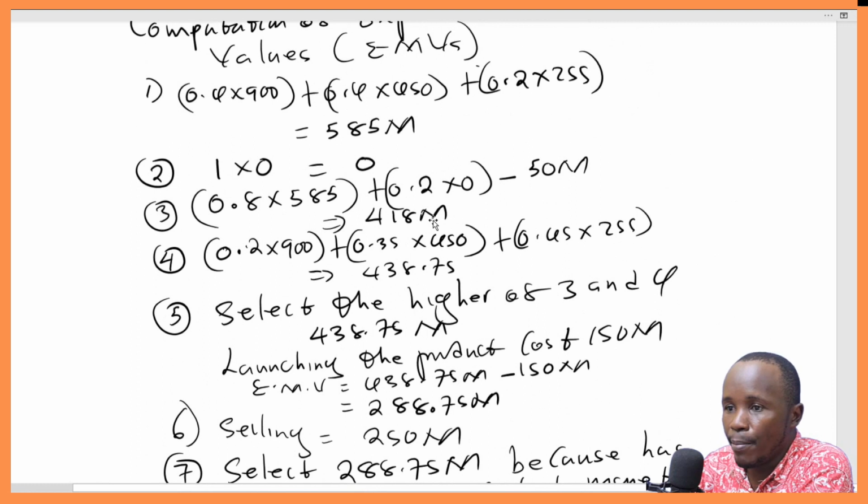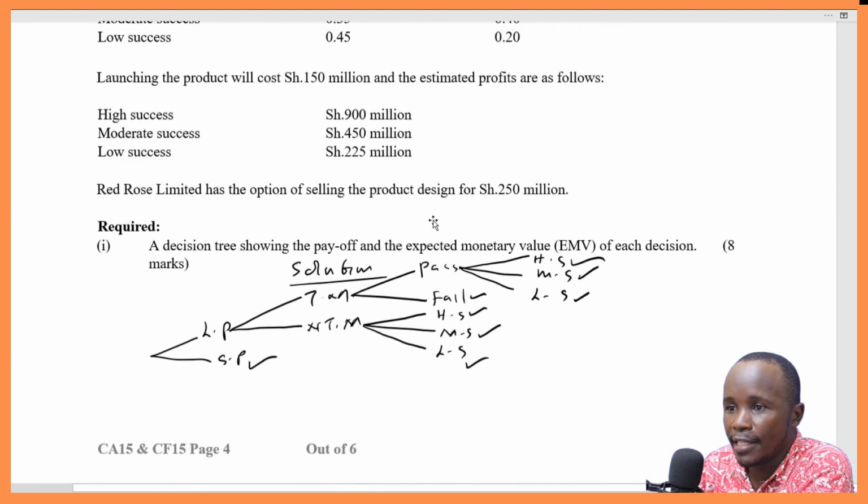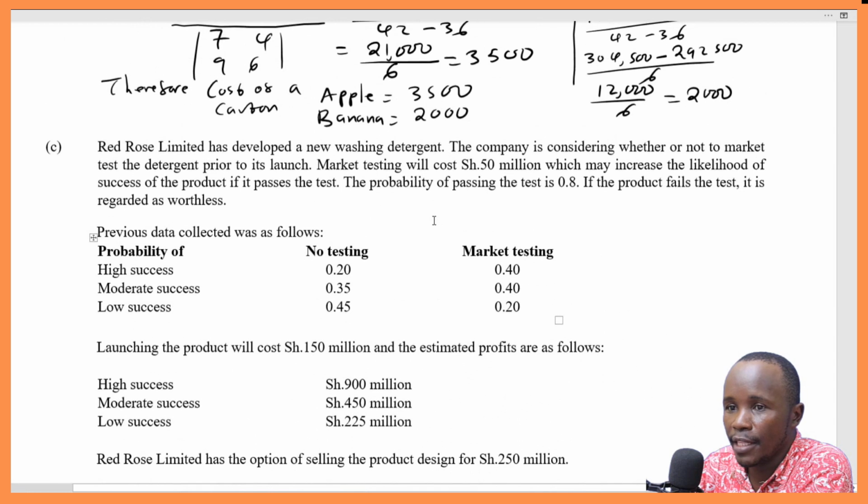So that is how you come up with the decision tree, and that's how you are supposed to score your 20 marks in this question.